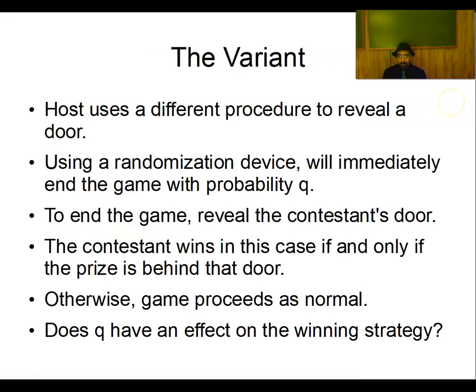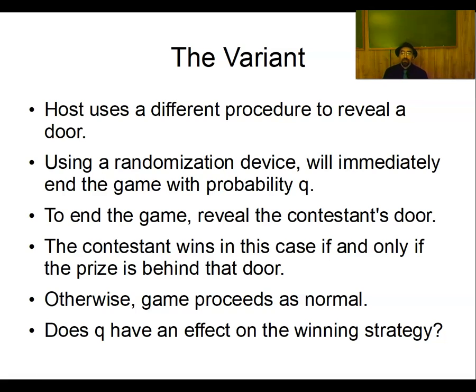Okay, now what's this variant? Now the host uses a different procedure to reveal the door. Most of the time the host will just reveal one of the doors, but beforehand, using a randomization device, the host will sometimes just immediately end the game. Imagine spinning a spinner that some fraction of the time says, end the game now. In that case, if you trigger the end game scenario, the host will reveal the contestant's door, and if the prize is behind the door, then the contestant wins, and if not, the contestant loses. And that's the entire game.